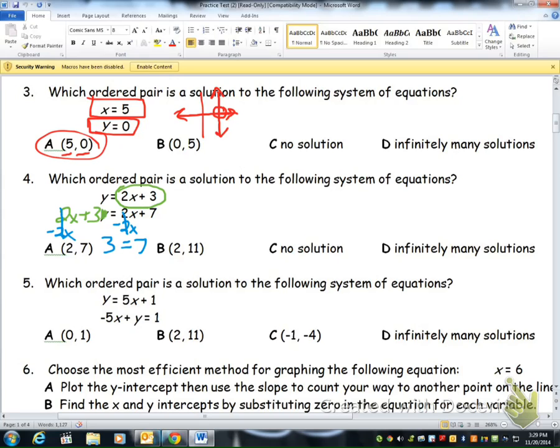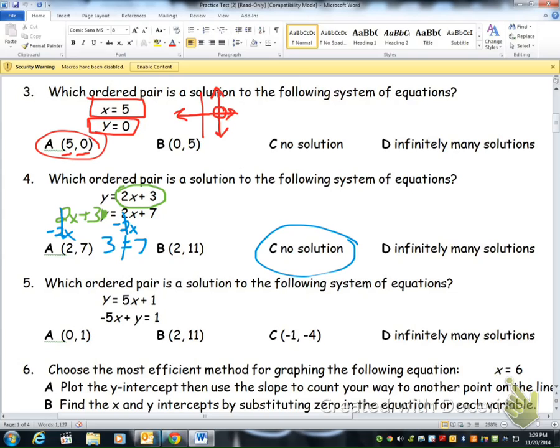And 3 never, ever equals 7. No matter what you let x or y be, 3 will not equal 7, so 2x plus 3 will never equal 2x plus 7, which means there's not going to be a number or a coordinate that solves both equations. So this tells us that there is no solution because this is never true.